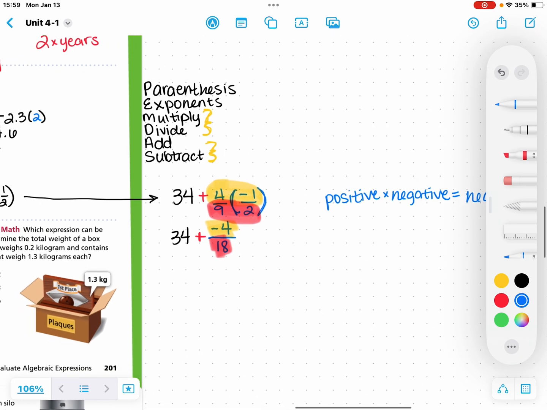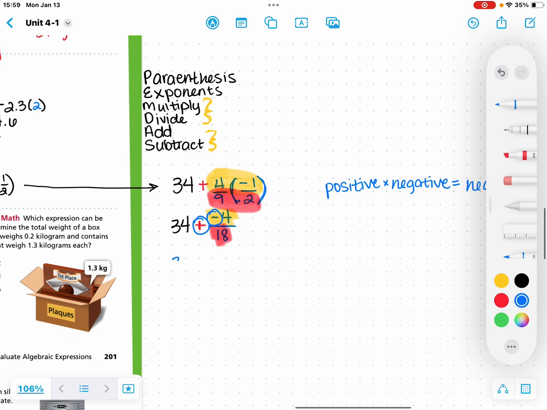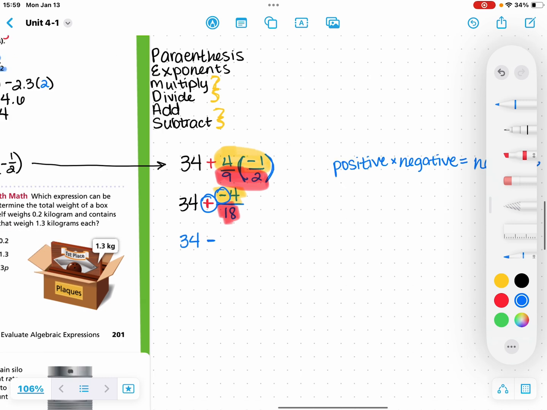My next step I'm going to do, I have plus a negative. Leave my 34 alone for now, but plus a negative number is simply going to be subtraction. So my plus and negative 4/18 is going to be 34 minus 4/18. And then from there, I can go through the process of solving. Now, once again, I can simplify. 2 can go into both of these numbers 2 and 9 times. So really, this equation is 34 minus 2 over 9.